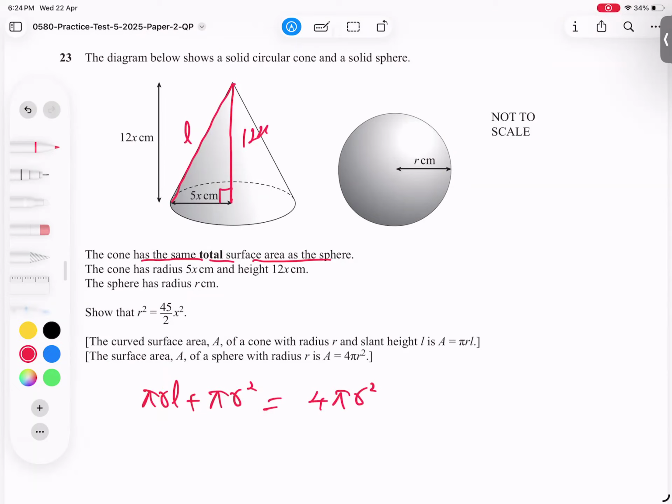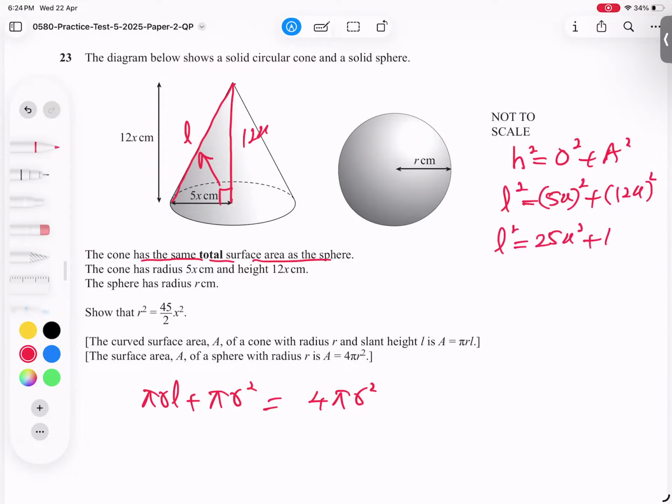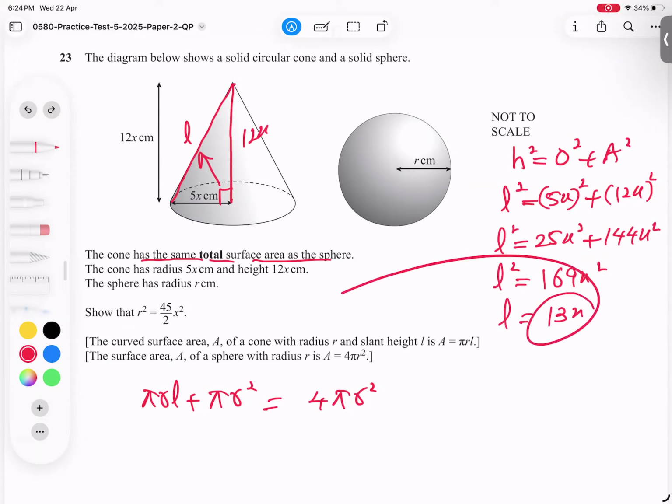I'm applying the Pythagoras theorem here. So in front of 90 degrees, L is called the slant height and hypotenuse. So I'm writing hypotenuse square equals opposite square plus adjacent square. So L to the power 2 equals 5x to the power 2 plus 12x to the power 2. I'm getting L square equal to 25x to the power 2 plus 144x to the power 2. I'm getting 169x to the power 2. And when I take the root of both sides, students, I'll get 13x, because the root of this is 13 and the root of this is single x.